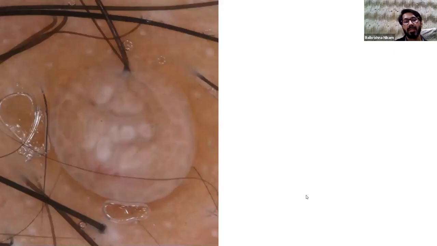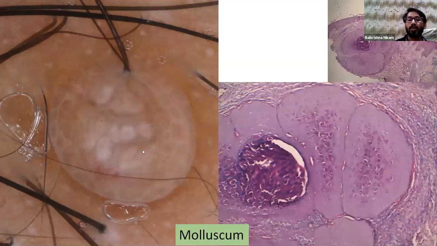white like BCC. Similarly, as in pigmented lesions you see the reticuloglobular pattern, this looks like a reticuloglobular pattern, but this is molluscum. This is a white reticuloglobular pattern. You see these globules are formed due to molluscoid bodies.